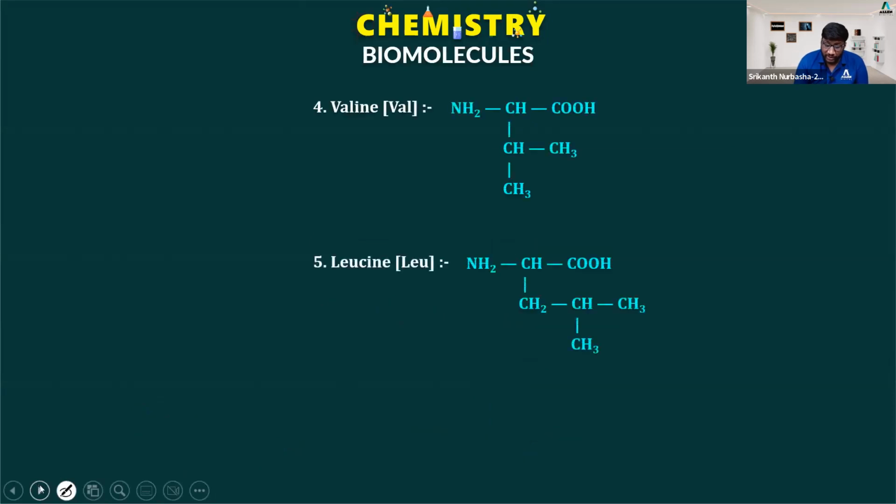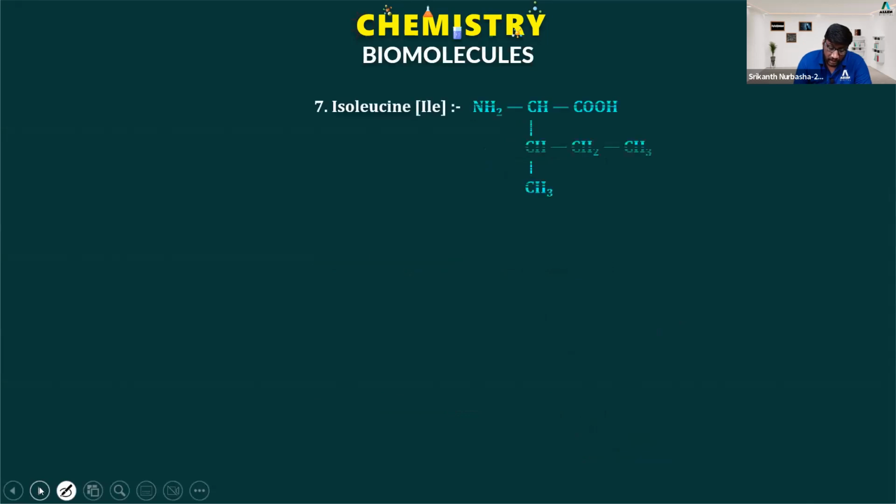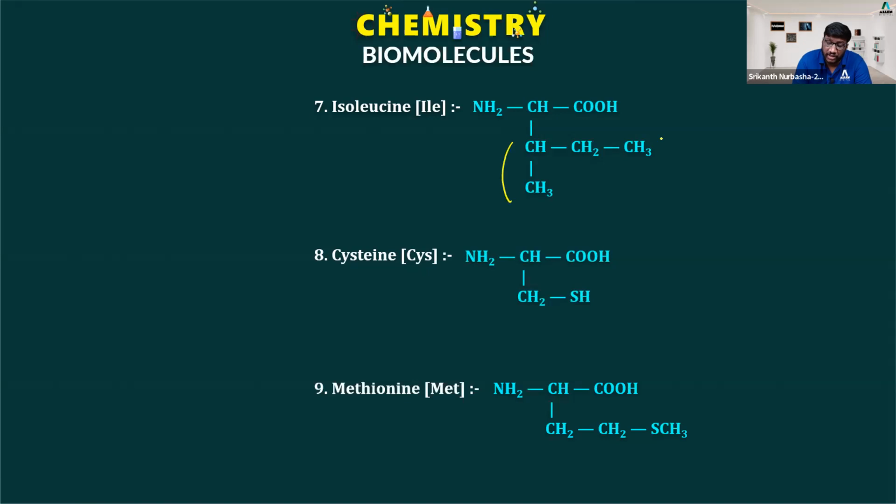Valine, leucine, phenylalanine. Look at the alkyl groups. These are the respective alkyl groups. In valine, you have CH, CH3, CH, CH3. Leucine, CH2, CH, CH3, CH, CH3. Phenylalanine, CH2, Ph. Isoleucine, CH, CH3, CH2, CH3. This is the alkyl group.